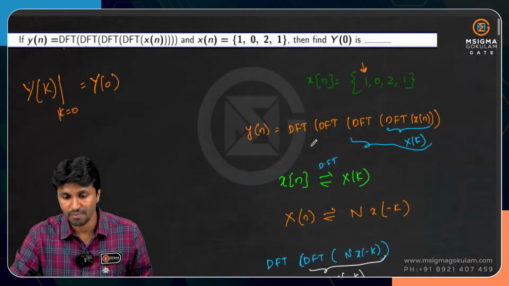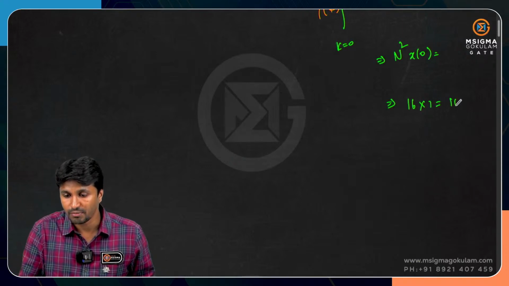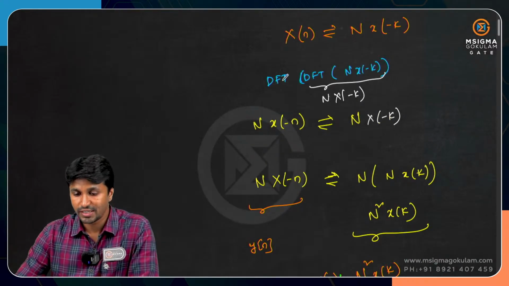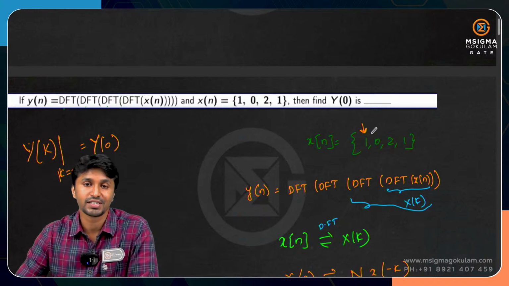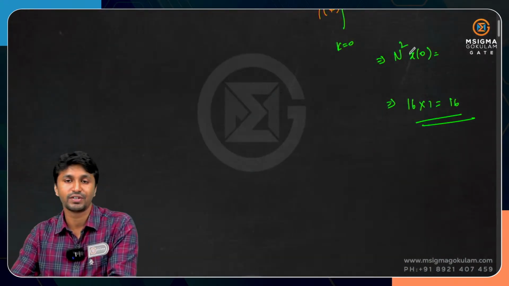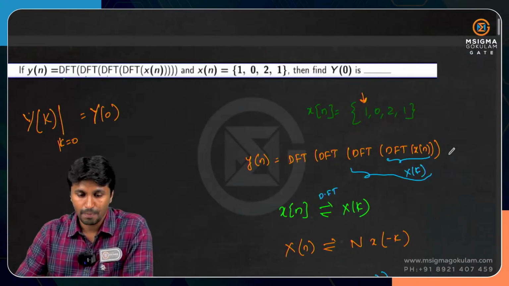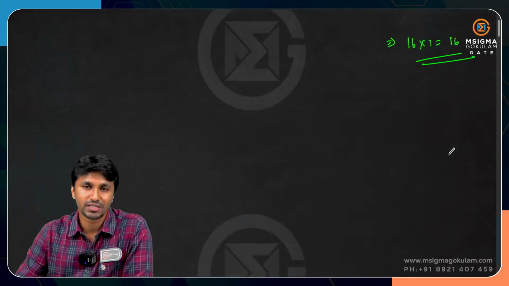So what is the first sample? The first sample is nothing but 1. So 16 into 1 is nothing but 16, right? That's the reason why we told you that we are not sure about the sequence, but we are confirmed about the first sample. The first sample is definitely 1, and we are not sure about the remaining sequence. In this question we need only the first sample, so the answer is 16. This is a bit tricky question from signals. Other than this, the remaining questions are straightforward.